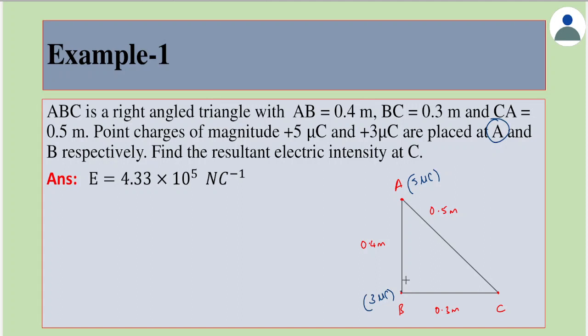So the question says find the resultant electric intensity at C. So at this point we need to find electric intensity. As seen in the previous lecture, the charges at points A and B will create their own fields, and we need to add these two fields by vector addition. That is called the principle of superposition of vectors.